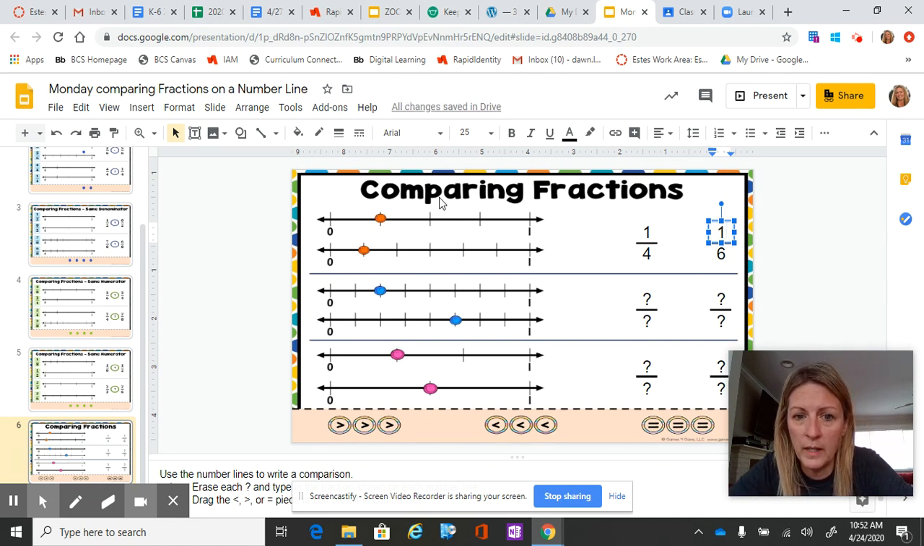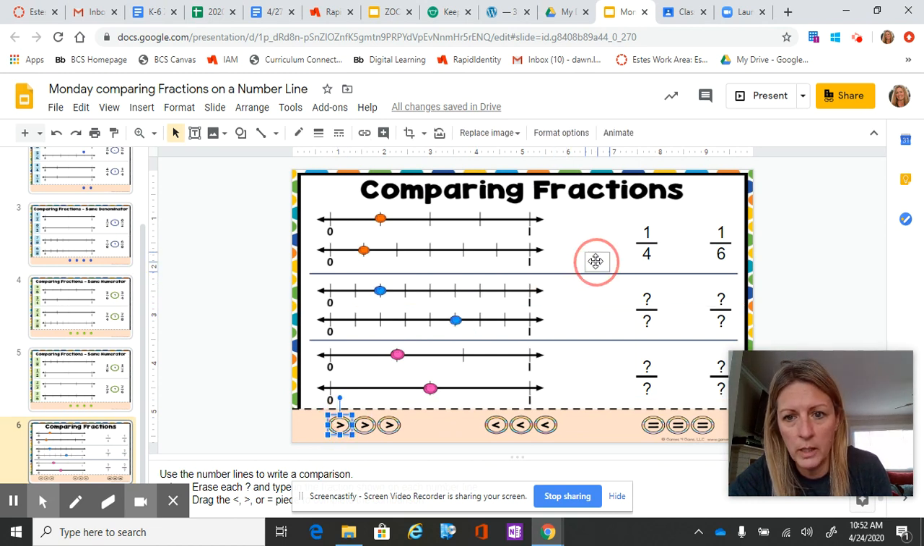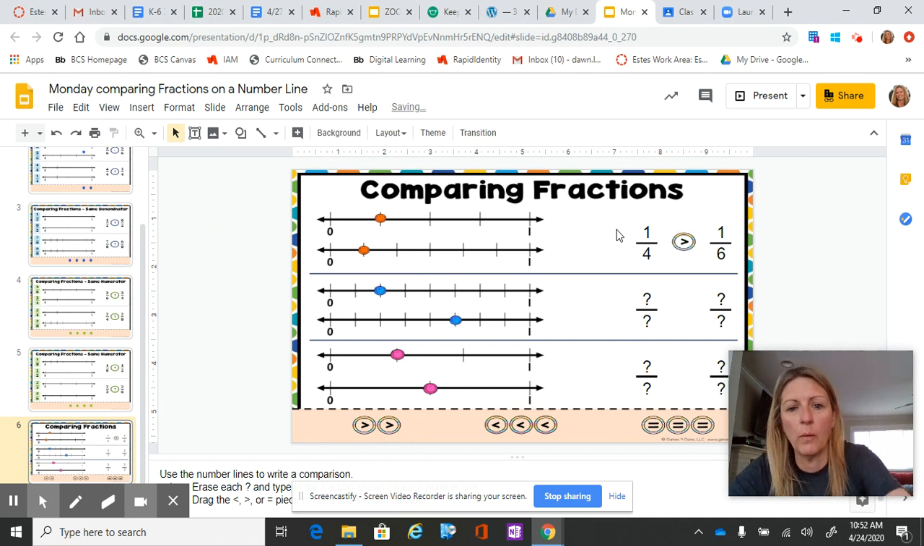And which one did I walk further? If I was an ant walking along, I walked further. Oh, it doesn't look like I have a spot that I can do this. Oh, there it is. Sorry, it's down here. So now we have to drag these little guys here. And if I was an ant walking along here, I would have walked further if I walked one of the 4 equal parts than one of the 6 equal parts.